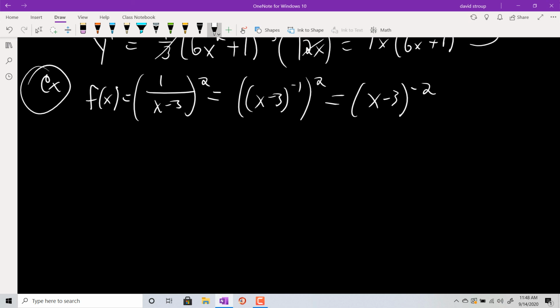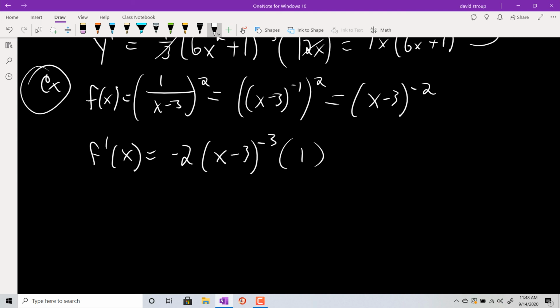I guess the chain rule isn't even necessary here because the derivative of x minus 3 will just be 1. So kind of the shortcut way, do a power rule, so you bring down the negative 2, and you have x minus 3 to the negative 2 minus 1, which is negative 3. And then multiply by the derivative of the guts. So the derivative of x minus 3 is just 1. Then make it look nice. So negative 2 all over x minus 3 cubed. Okay. All right. So that's kind of the idea.